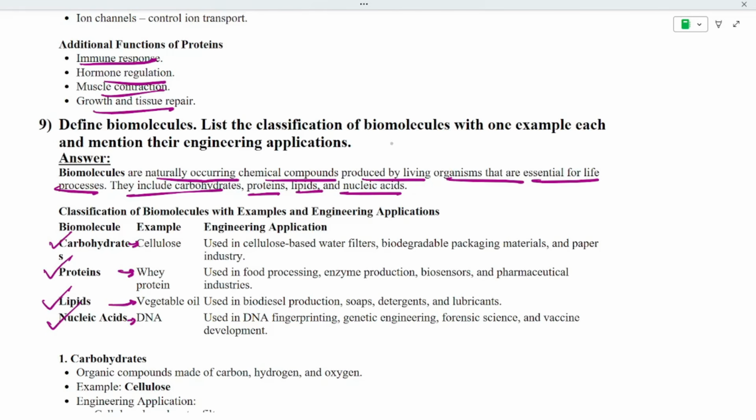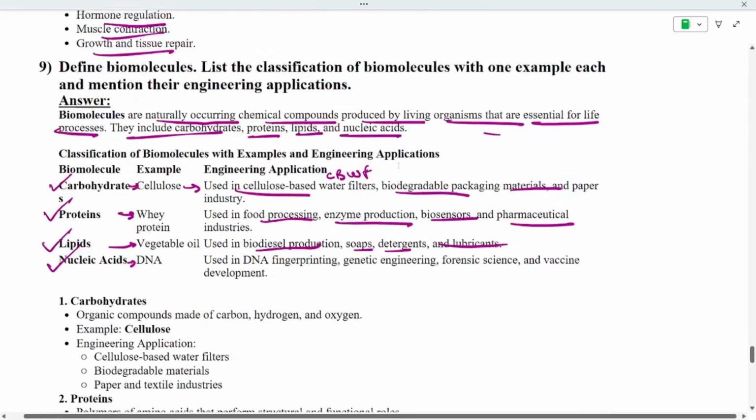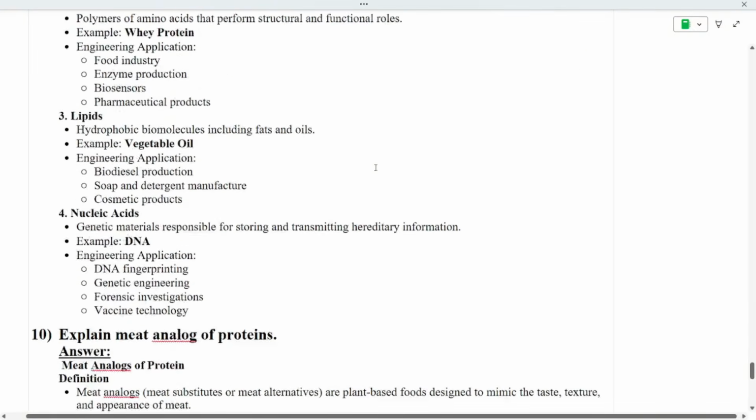Okay, you can see the engineering applications. Cellulose is used in biodegradable packaging materials and paper industry, food processing, enzyme production, biosensors, and pharmaceutical industry. Biodiesel production is for lipids, and also soap, detergents, lubricants, that and all we studied, right? That you can see individually: proteins, carbohydrates, lipids, nucleic acids.